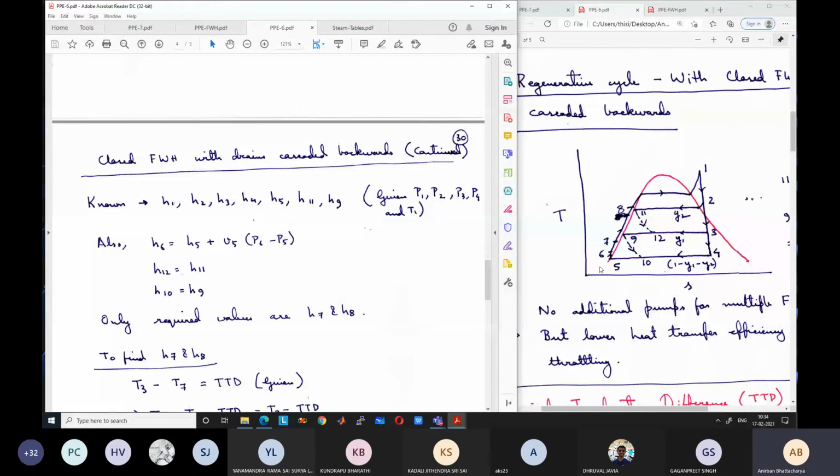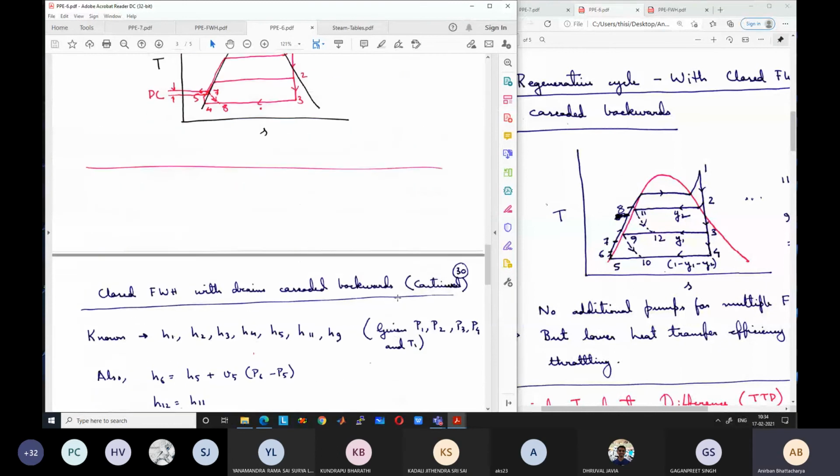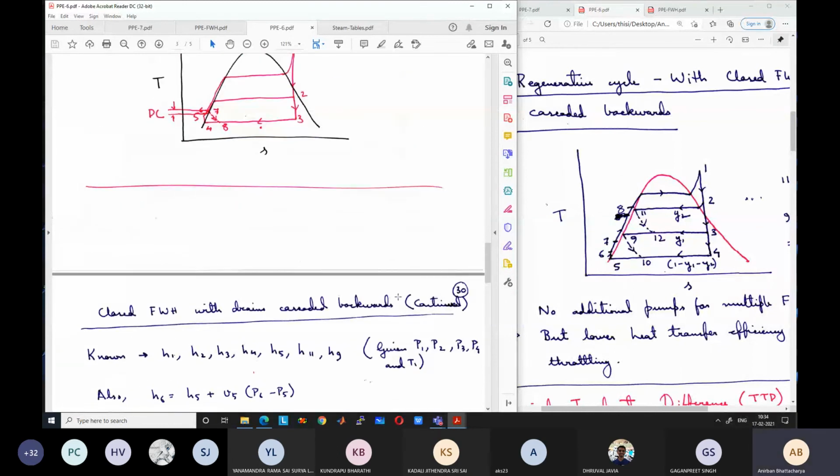So how will we find H10 and H12? It would be same as H11 and H9. Correct, because it's an isenthalpic process. H12 is equal to H11 and H10 equal to H9. Okay, so 10 and 12 are also known.